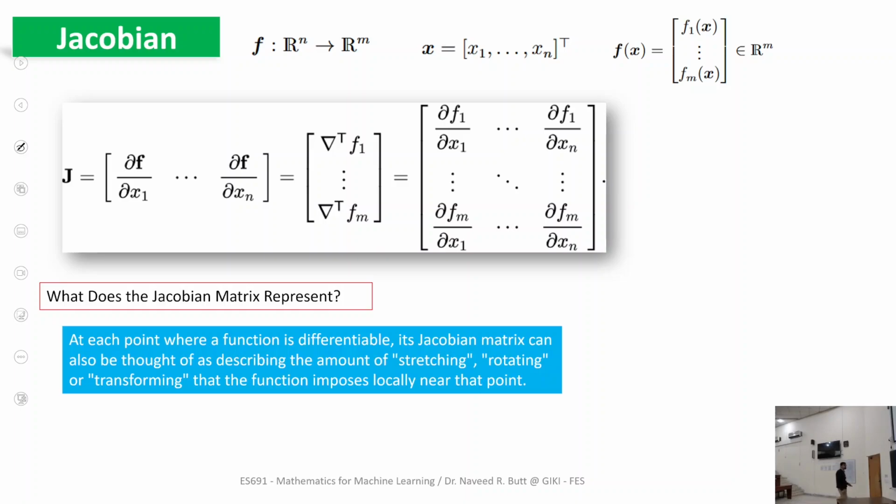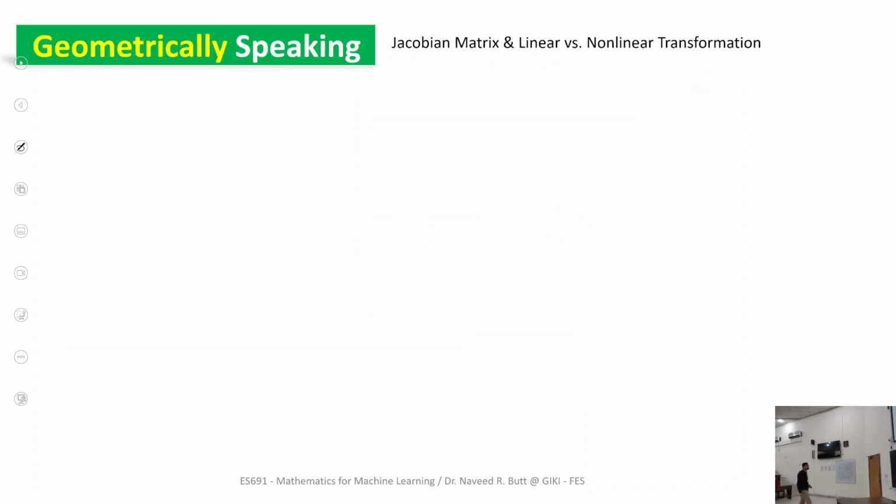Right, gradients हैं ये, yeah, of course, but at each point where the function is differentiable you can think of the Jacobian as describing the amount of stretching, rotating or transforming that the function imposes locally near this point, right. Derivative में भी यही कह रहे हैं ना आप single function की, it's at that point how much change you expect it to be able to make. Yeah. So in case of this guy, of course it's in higher dimensions.